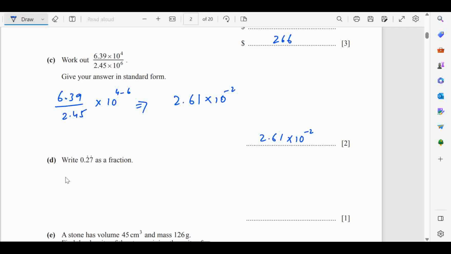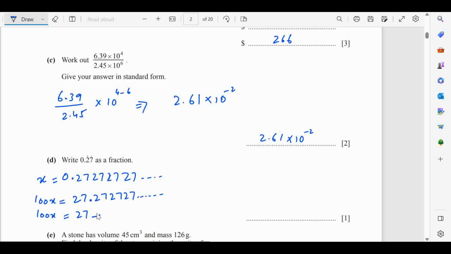Let's move to part D, 0.27 recurring. These two dots mean that this will be 0.27, 27, 27, and so on. So let's say that this equals x. If we multiply by 100 on both sides, 100x will be equal to 27.272727 and so on.